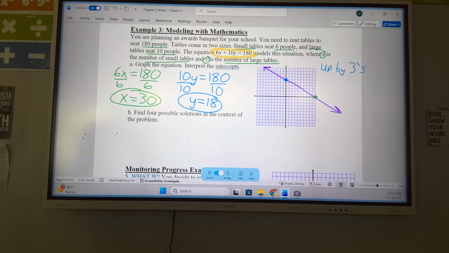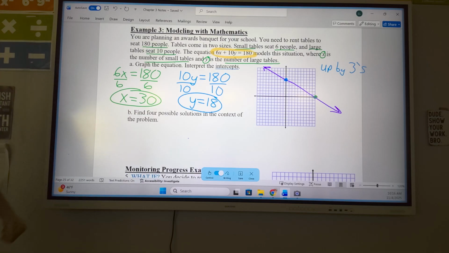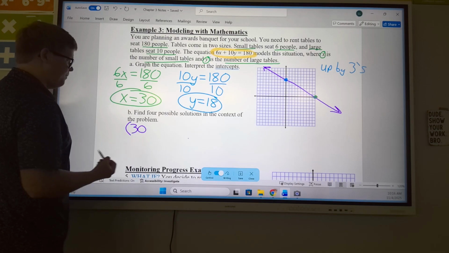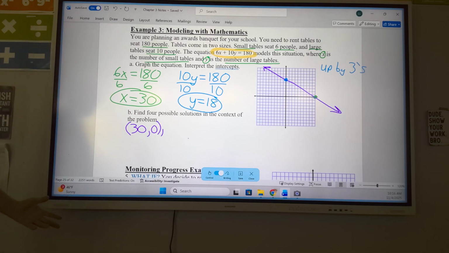y intercepts mean. Okay, now sometimes you'll be asked to find 4 possible solutions for the context of the problem. Basically, what this is asking is, what are 4 different ways that someone can order an amount of small and large tables to still fit 180 people? Well, the good news is we already have 2 of them. If they don't want any large tables, we got 30. So let's write it in coordinate form here. We can have 30 small tables and 0 large tables. That's one possible solution.